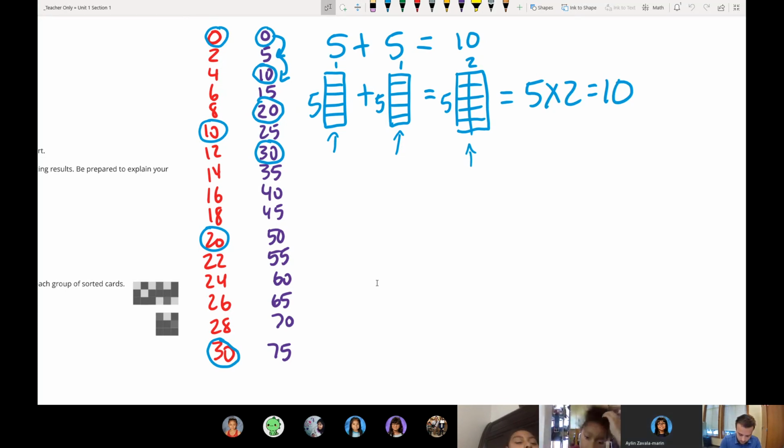Okay, awesome. So if I went over here, and now looking at the red column for 2's, how many times do we need to skip count by 2 to get to 10 if we're starting at 0? Daniela, go for it.